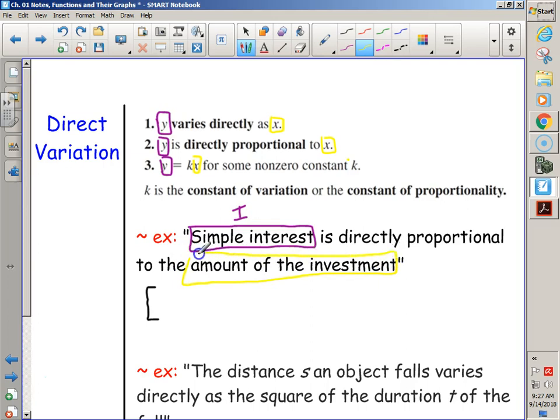The amount of the investment is how much money is put in, and if anybody remembers anything to do with interest, that's almost always called P for principal. Interest is almost always called I. So, literally, guys, it's as easy as this: look at this equation. This is how you translate the words into the math. I is equal to K times P. That's how you would translate using the phrase directly proportional to and getting your variables.